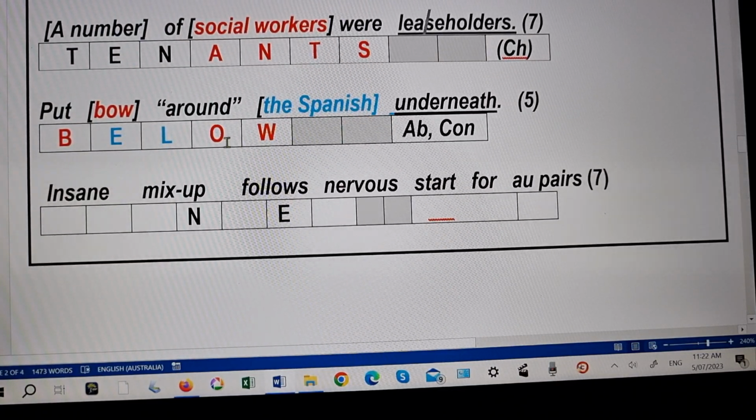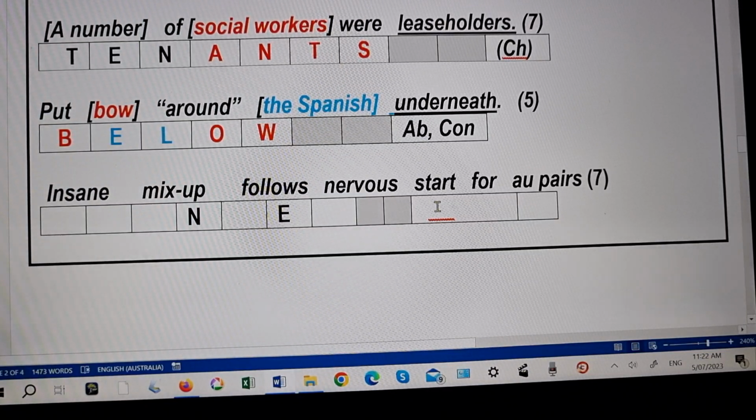And the last one: insane mix-up follows nervous start for au pairs. Insane mix-up follows nervous start for au pairs, 7 letters, N and E. Go away and do it, and come back when you're ready. Okay? Right. Are you all back? Righto, let's see.